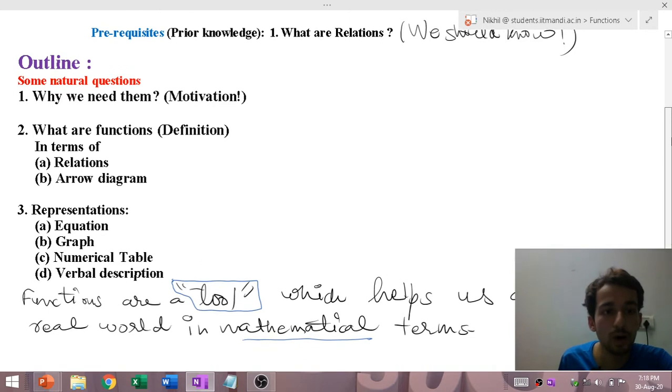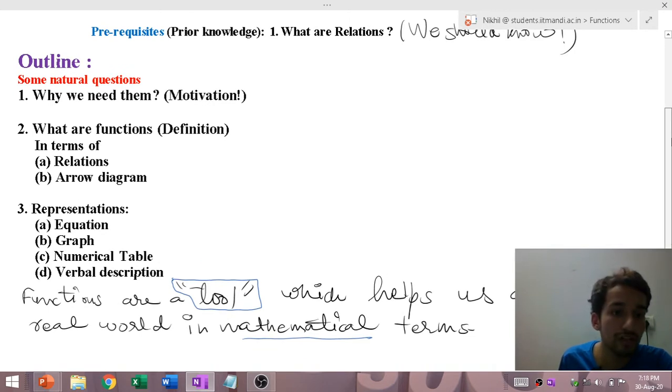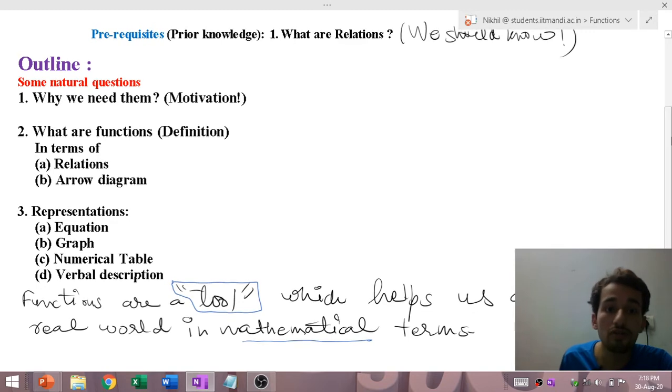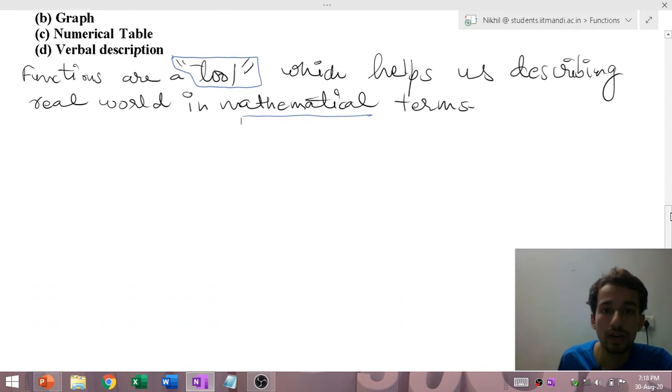So now move forward with the second question. What are functions? Now we'll try to answer this. The second one: what are functions?